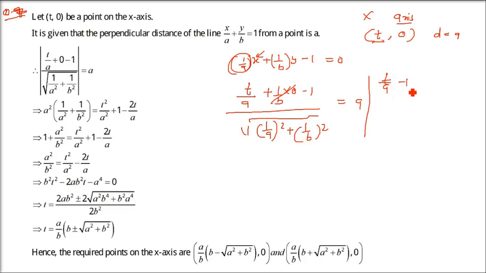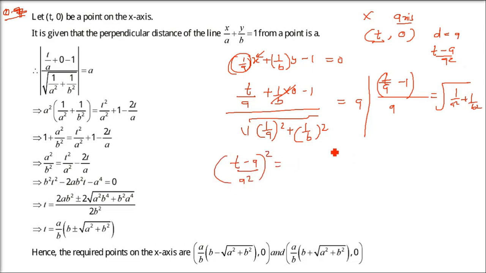a minus 1, and I can take this root on the right hand side, and then we can square it, or we can bring a also to the denominator, whichever way it is easier. Ultimately we have to square it. So I took a in the denominator on the left hand side and this on the right hand side. So 1/a square plus 1/b square. So what do you get? So let me just square it. (t minus a)/a. So this is t. In the denominator you have a already. So (t minus a) whole square, and this is whole square of this.